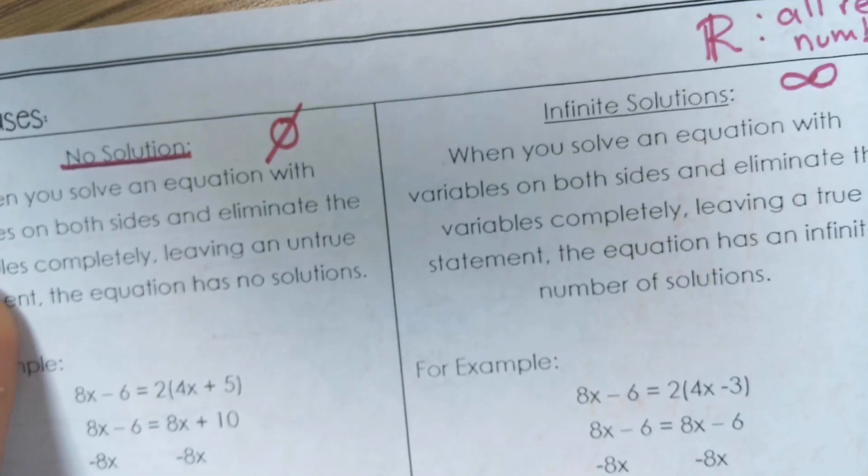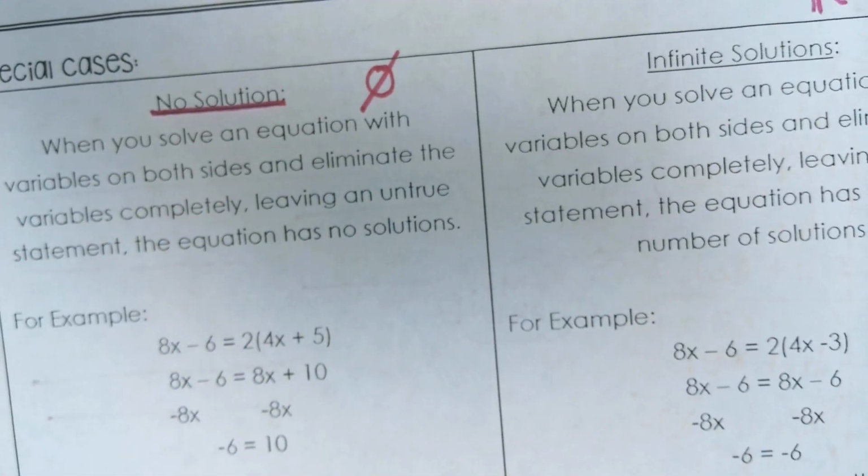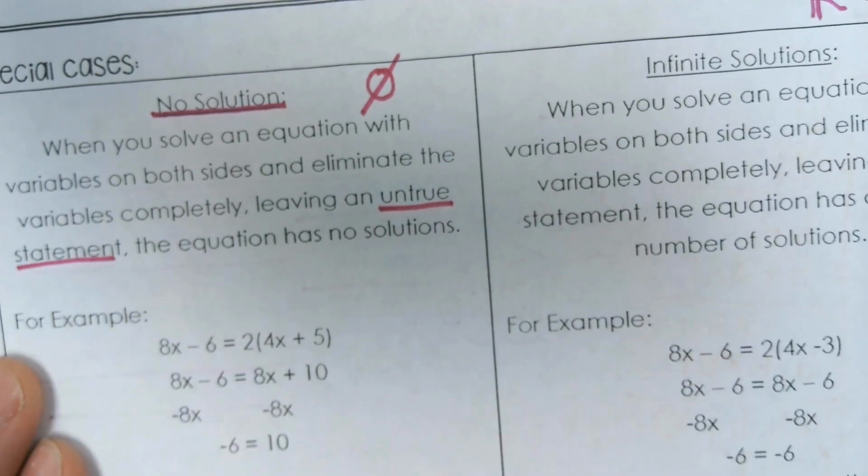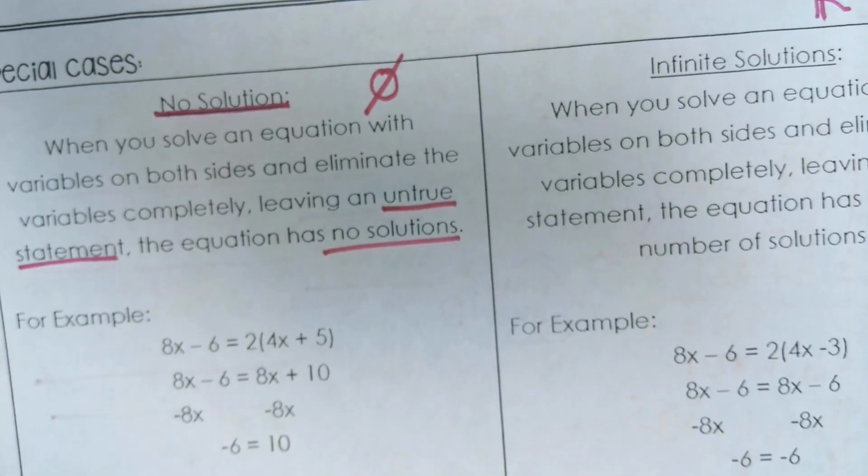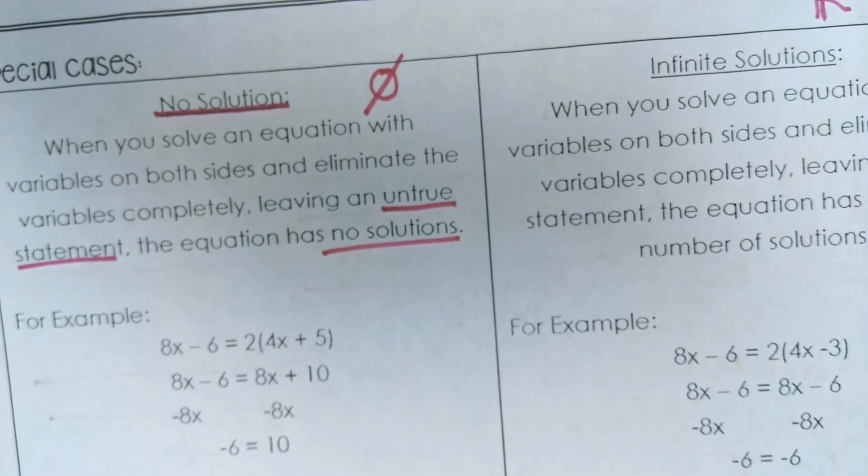So no solution happens when you solve an equation with variables on both sides and eliminate the variables completely, leaving an untrue statement. The equation has no solution. Underline untrue statement and no solution. An untrue statement would be one like 2 equals 10. Does 2 equal 10 ever in any universe? No. Maybe, but not in our universe, right?